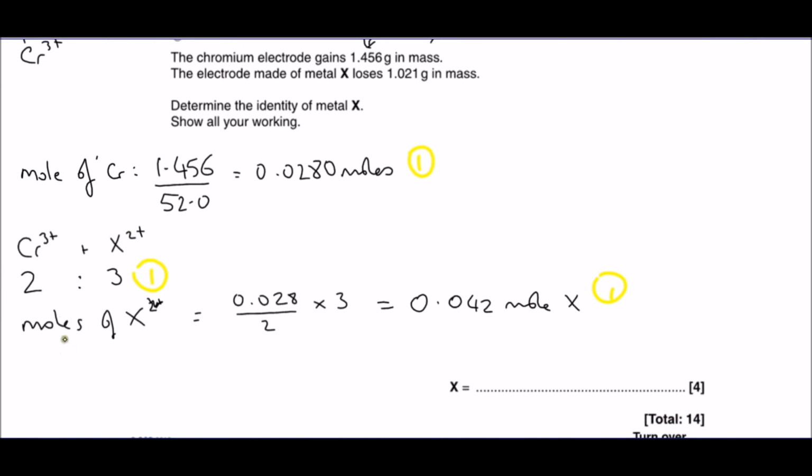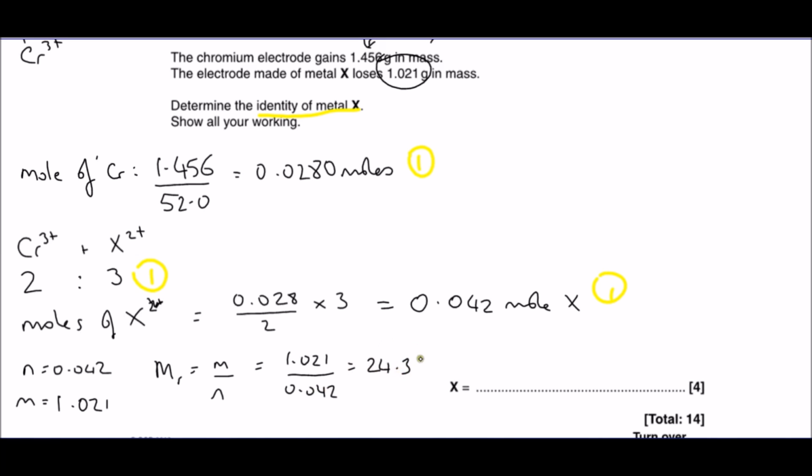Final bit, for X I want the MR, because if I need to identify metal X, then I'm going to need to know its MR so that I can go to the periodic table. So I know that n equals 0.042. I know that the mass is 1.021 because that's up here. So I can do MR equals m over n, sub the numbers in, and that gives me an answer of 24.3. That on its own is not enough, because then I need to go to the periodic table and say that 24.3 is magnesium, and that's the fourth and final mark on this question.